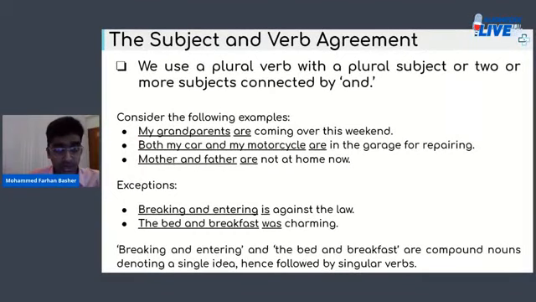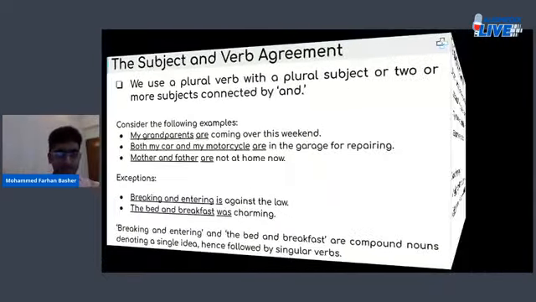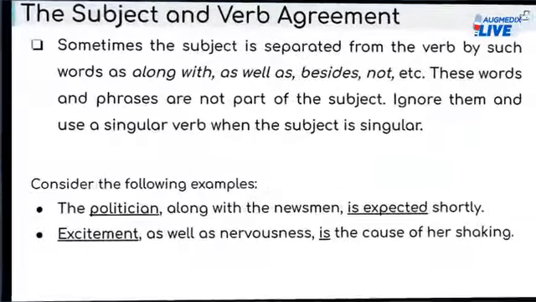Just like we say, bread and butter is, not are. Okay? Bread and butter is cheap, or bread and butter is what I need. So just like bread and butter, we follow breaking and entering with a singular verb. The bed and breakfast, the same case. So the bed and breakfast was charming, not were charming. All right. Let's read what we have here.